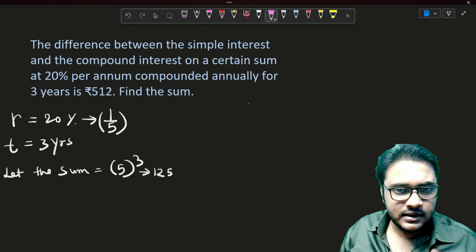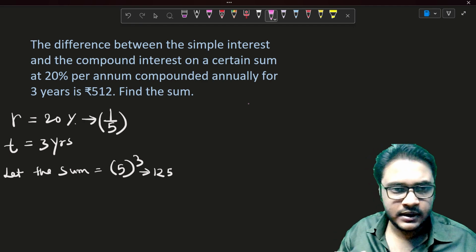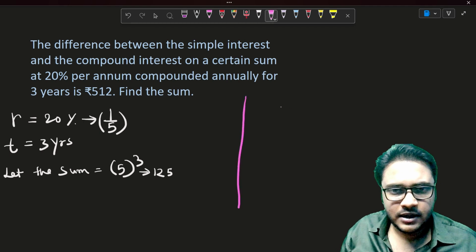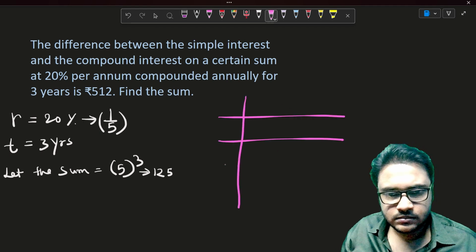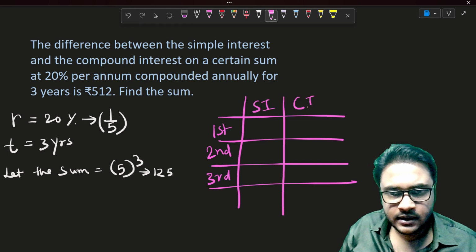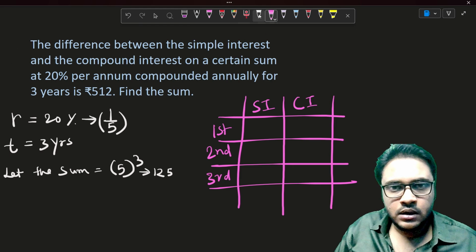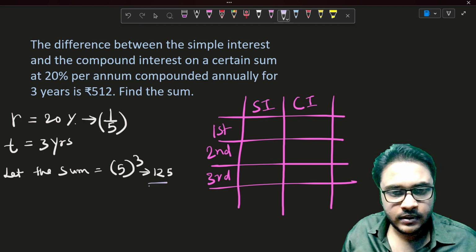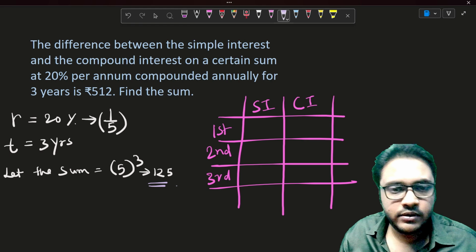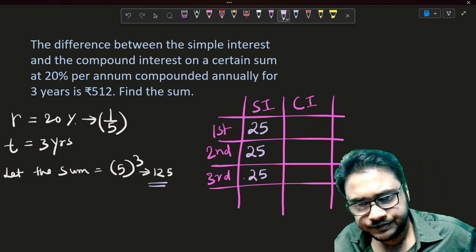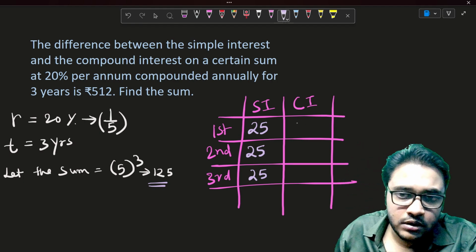Now, to calculate the difference of the compound interest and the simple interest, we just need to make a simple, small enough table to understand this. So, let's make a table. This is for the first year, this is for the second year, and this is for the third year. And we have the simple interest and the compound interest. Tell me quickly, what is going to be 20% of 125? 10% is 12.5, 20% is going to be 25 itself, right? So the simple interest is 25, 25, and 25. The first year, compound interest is also 25.